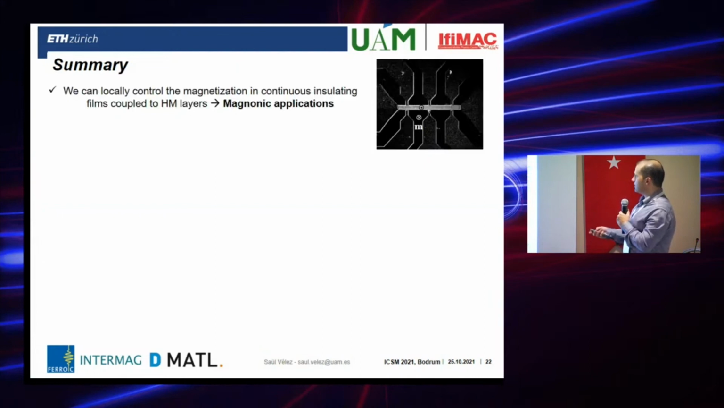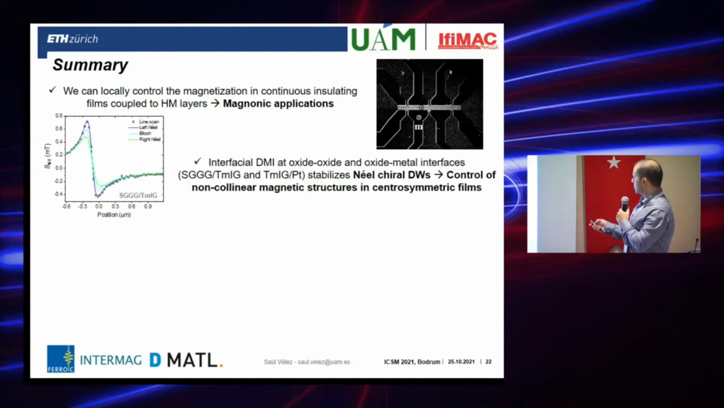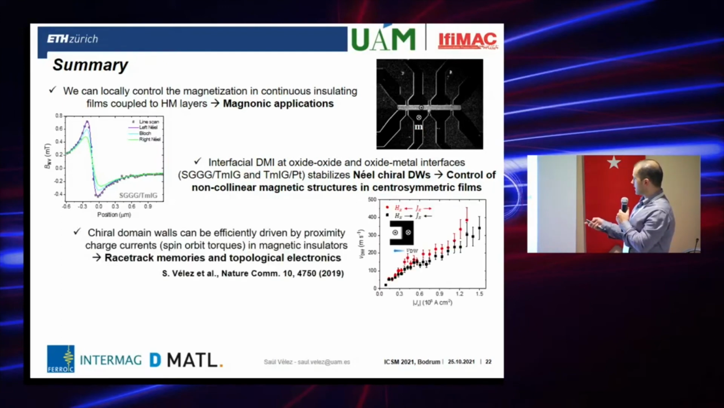So with this, I would like to conclude by saying that we can control the local magnetization in extended films of thulium iron garnet, which could be interesting for magnetic applications, and we also saw that we can induce interfacial DMI. In particular, the substrate interface is the one that dominates the interfacial DMI in these oxide-oxide interfaces. And we also showed that we can drive domain walls at high speed in this type of functional device.